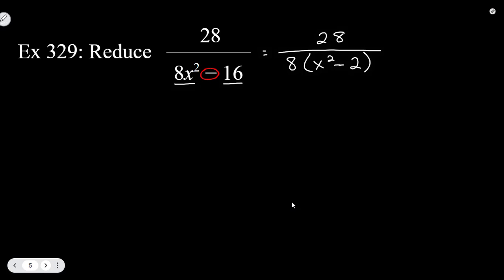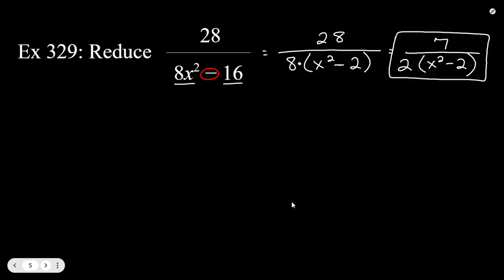But once we've done that factoring and we have 8 times this parentheses, we can reduce the numbers, the 28 and the 8. So we can reduce both of those by 4. So 28 divided by 4 on the top is going to be 7. 8 divided by 4 on the bottom is going to be 2. And then we can't do anything with this x squared minus 2. We just have to leave it alone. So that is going to be our answer for reducing that.